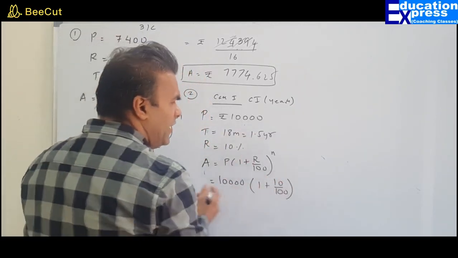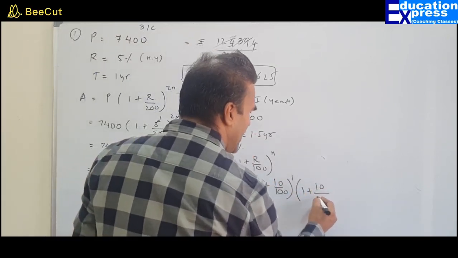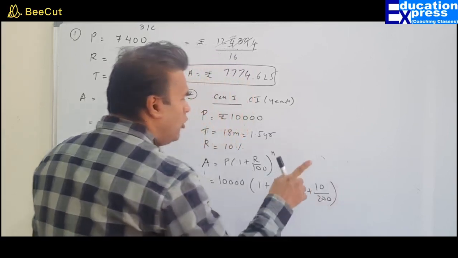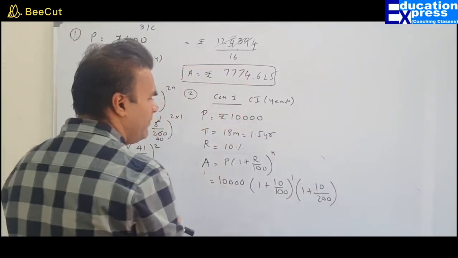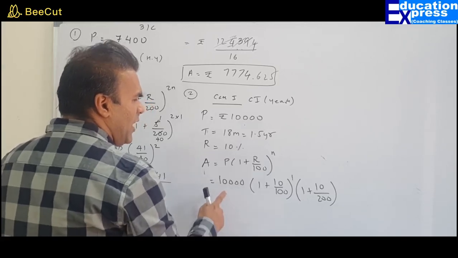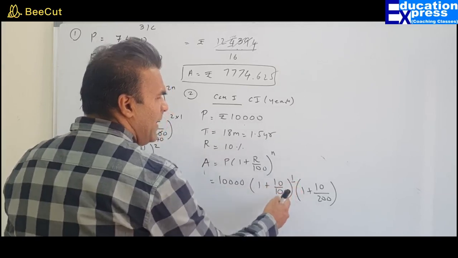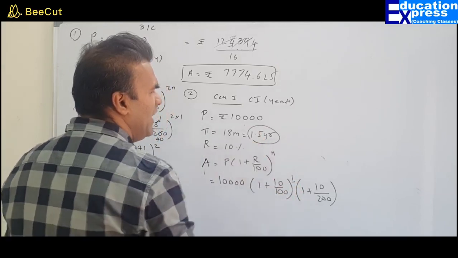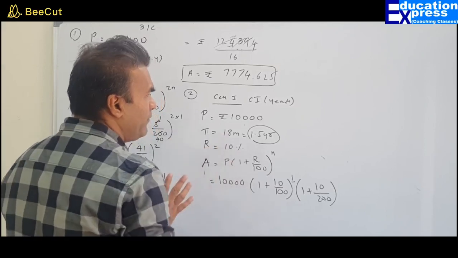I cannot write 1.5 over here, so I will write 1 over here, and 1 plus 10 upon 200. I hope you remember the formula for 1.5 year, 2.5 year, 3.5 year. Exactly the same formula I am using. 10,000, 1 plus 10 upon 100. This is for the first year, and this is for the 6 months because it is 1.5 year. I have not used the half yearly formula.